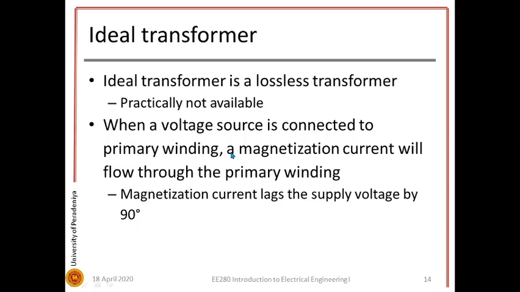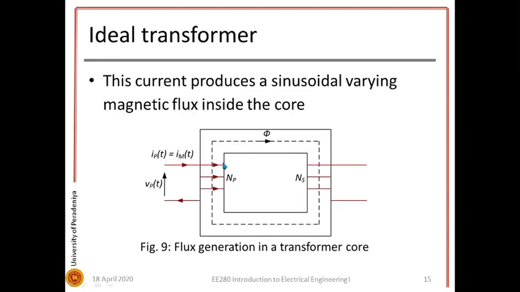What we are going to do in a transformer is connect a voltage source to the primary winding. When you couple the voltage source to the primary winding, flux is going to be produced in the core. This flux is produced by means of the magnetization current. This magnetization current is going to lag the supply voltage by 90 degrees.